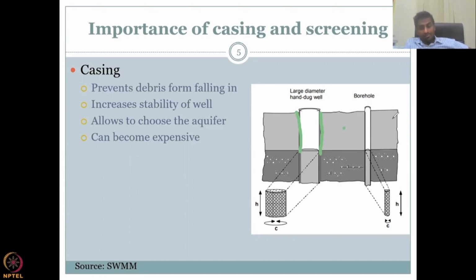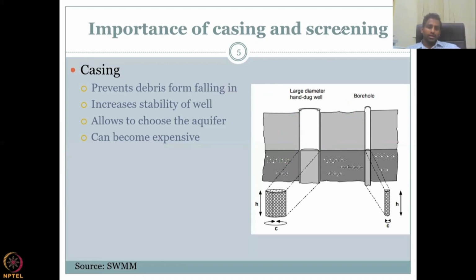Allows you to choose the aquifer. This is another interesting part which I showed in the previous example. The casing allows you to choose the water. For example, this is first aquifer, second aquifer. You don't want the first aquifer. Maybe there is an industry which is polluting the water in it. So what do you do? You case the top layer and only open the well in the bottom layer, where good water comes in, the deeper good water. And it can become expensive, depending on how much depth you go in this profile.